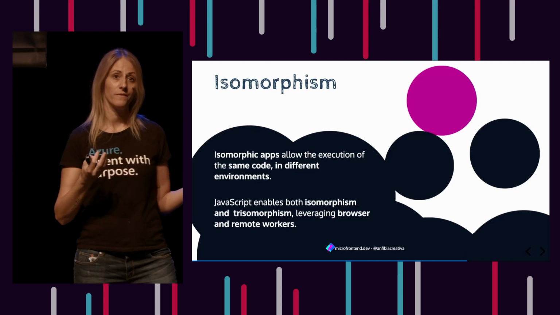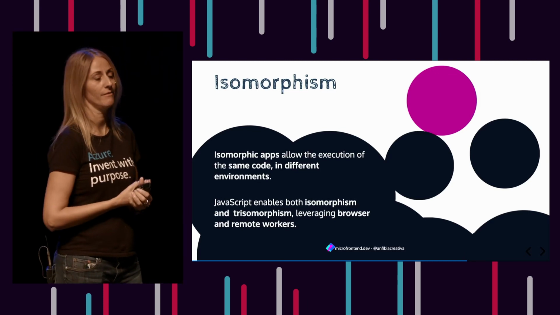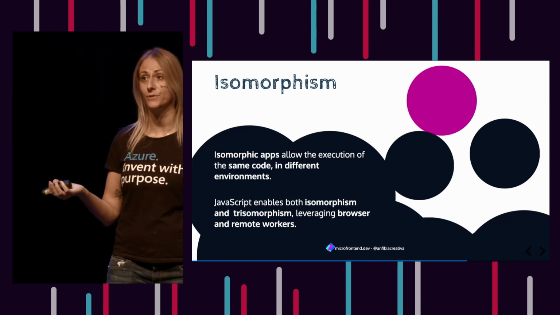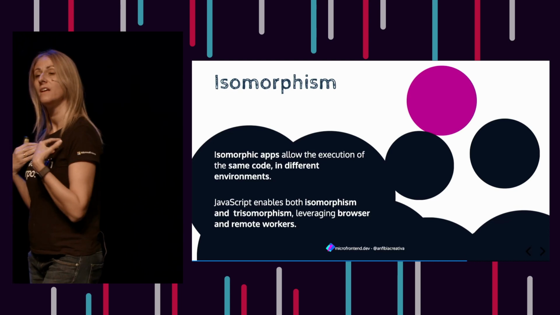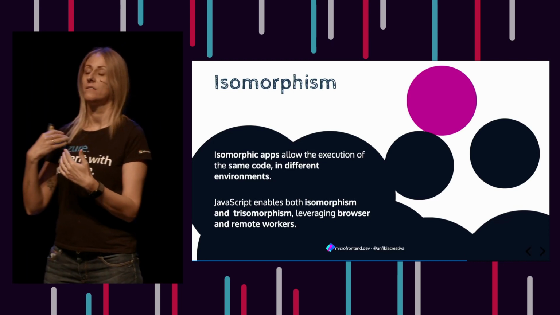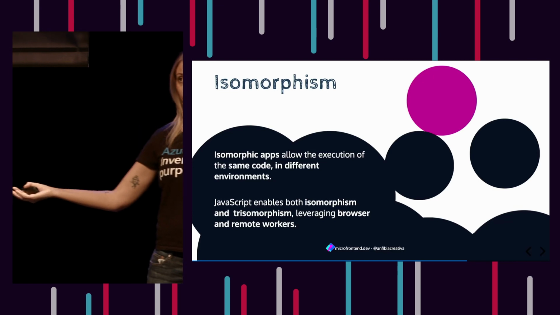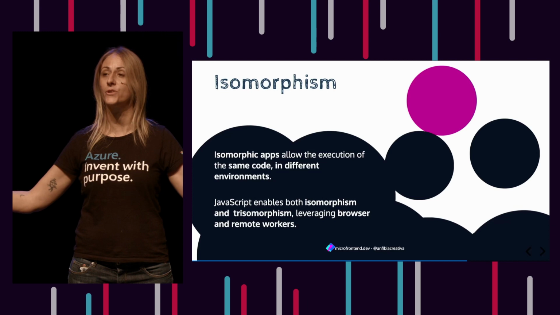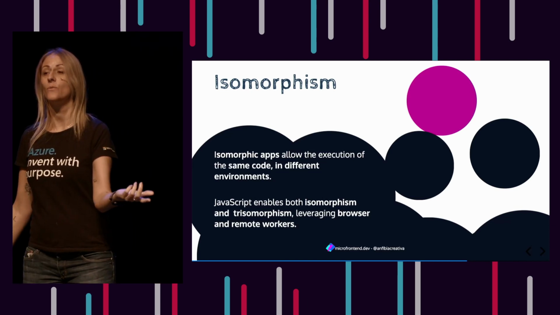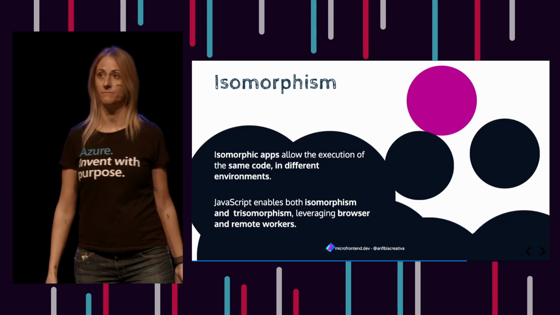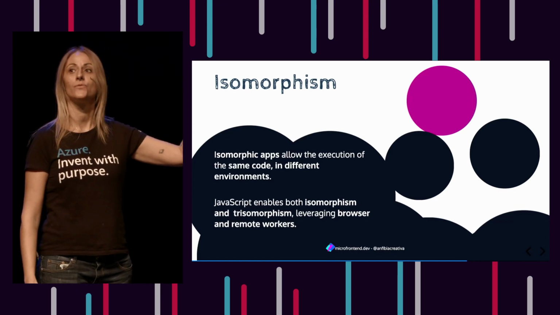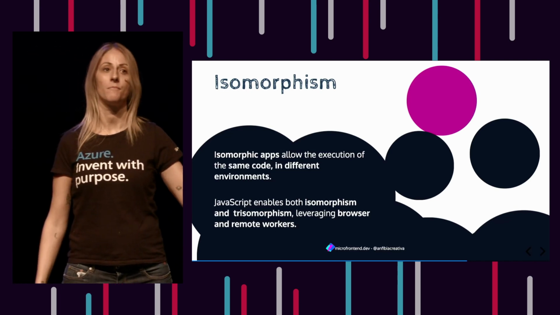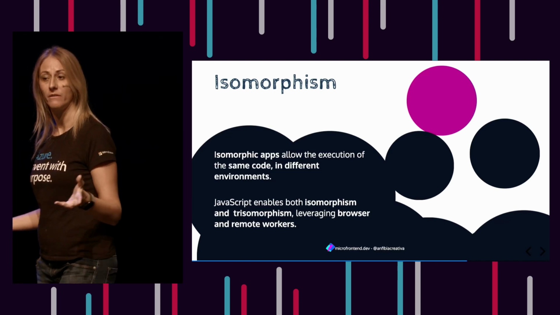That's one of the concepts that enables isomorphism. That is very important for us as JavaScript developers. So we can run, for example, our same JavaScript code from backend to frontend, and that's also one of the concepts behind the meta frameworks. And additionally, we can think of trisomorphism. Trisomorphism allows us to run code even in workers outside of the main thread of JavaScript, like a web worker, for example.